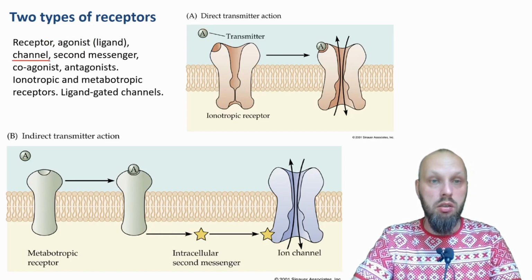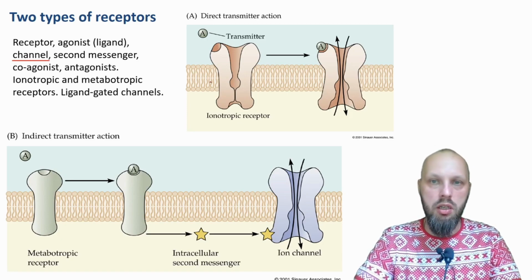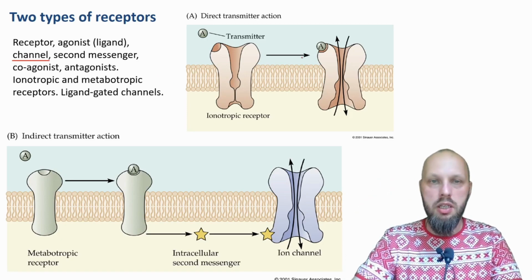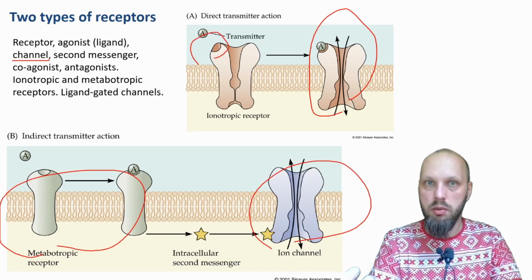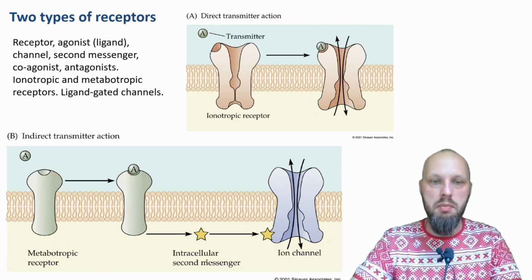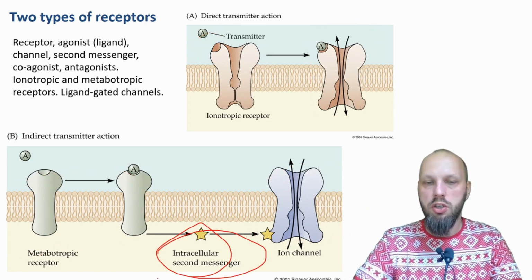Okay, channel. We use the word channel. The key thing here is that sometimes the channel is also a receptor, and sometimes the channel is separate and the receptor is separate, and they talk to each other. Then, second messengers, those messengers in the cell.